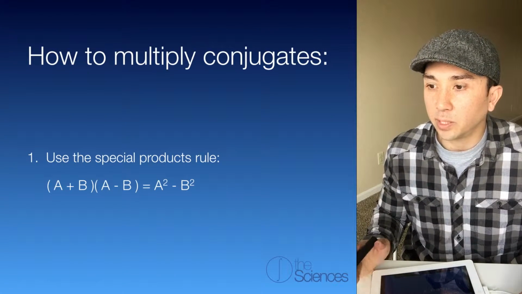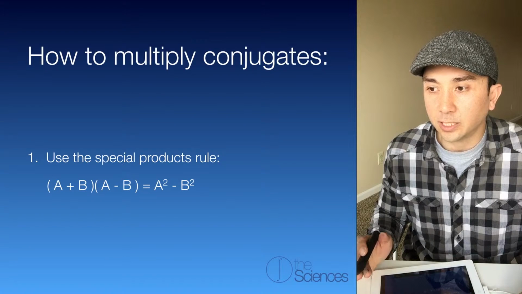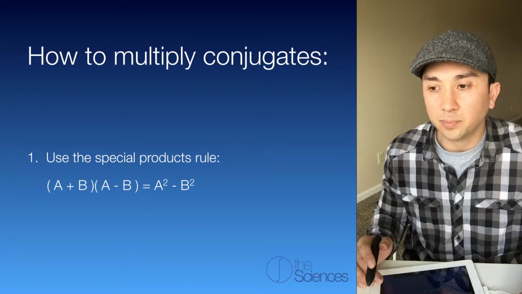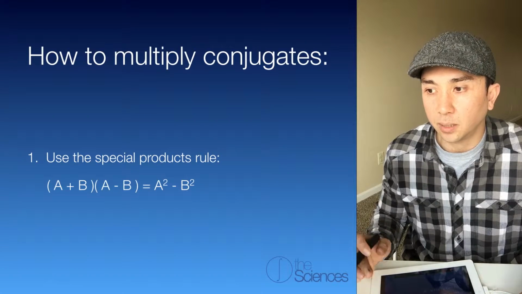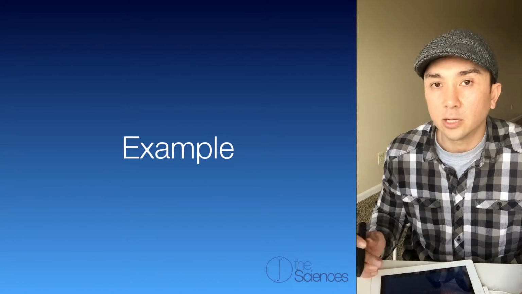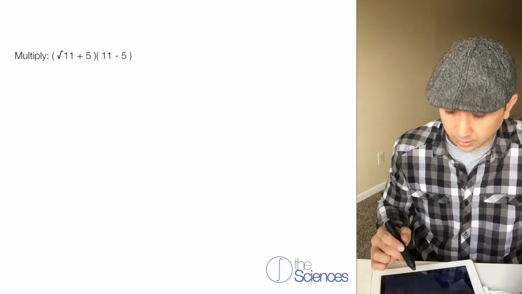So conjugates are radical expressions that involve the sum and difference of the same two terms. So here's how to multiply conjugates. You're going to use the special products rule, a plus b times a minus b equals a squared minus b squared. So let's do an example.